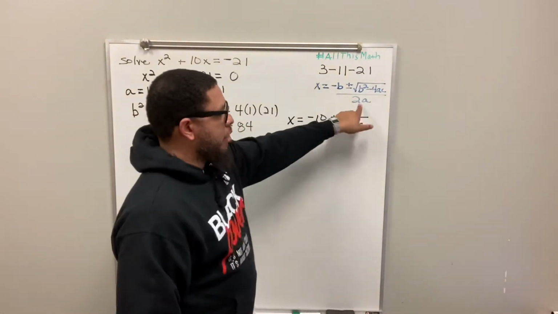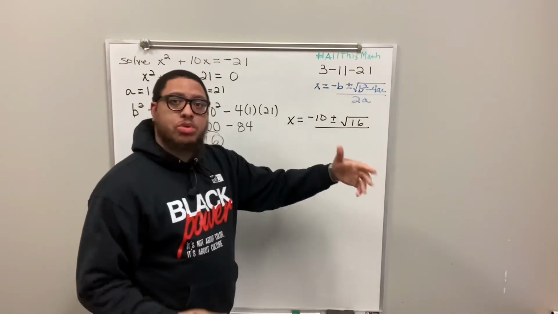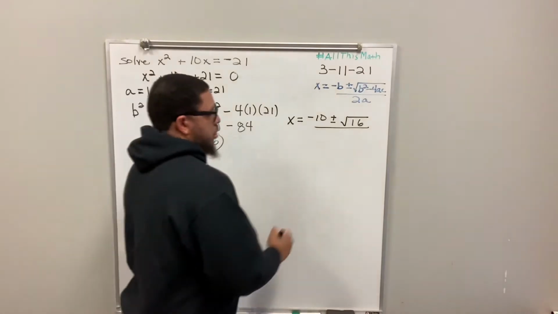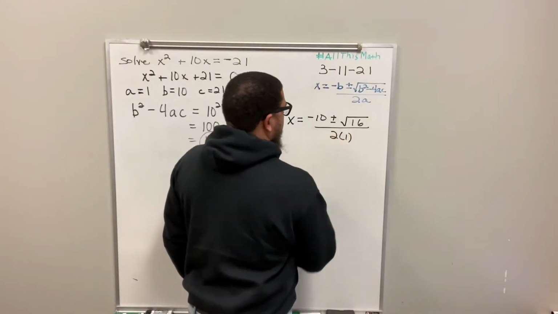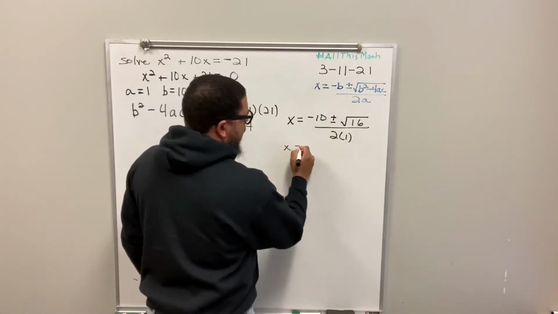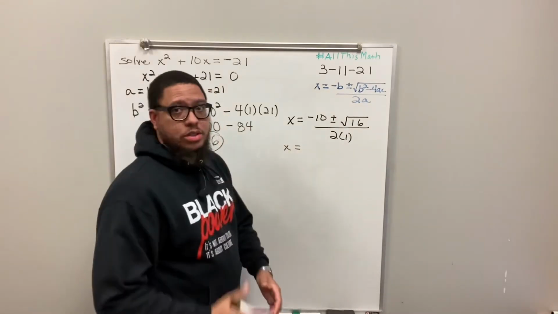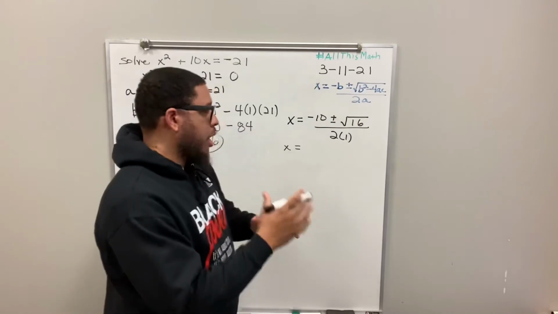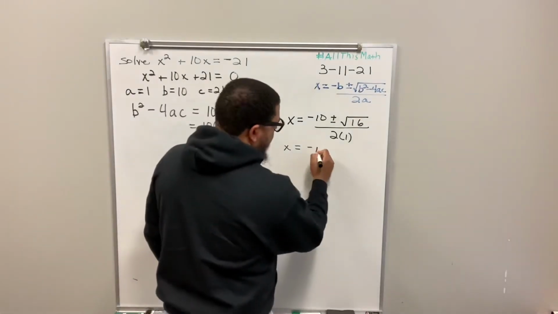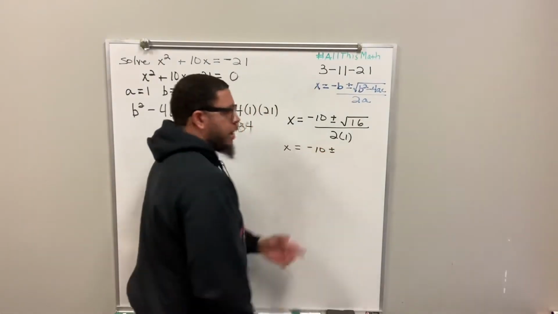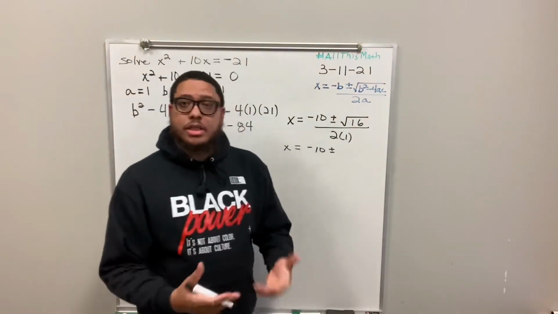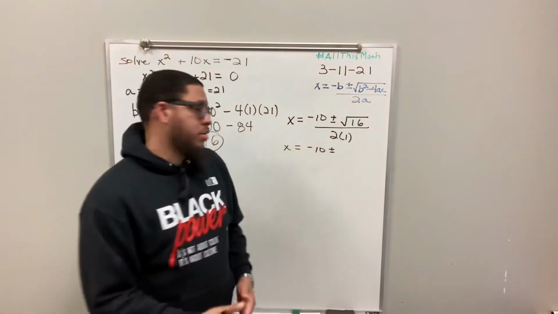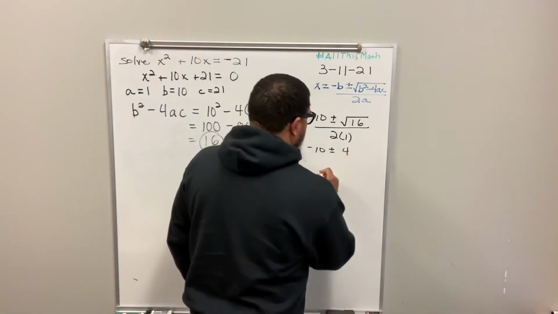And then on my denominator, I have 2a. That means 2 times a. So 2 times whatever a is. A in this particular equation is 1. So I do 2 times 1, right? So now I got x equal. I just start simplifying. I just start simplifying using math to try to break this down piece by piece. So I got negative 10 plus or minus. Now, the square root of 16. 16 is a perfect square. What is the square root of 16? The square root of 16 is 4. So I put 4 right here, right?